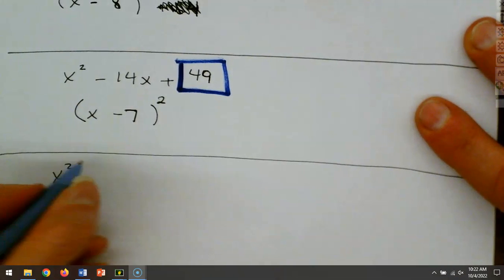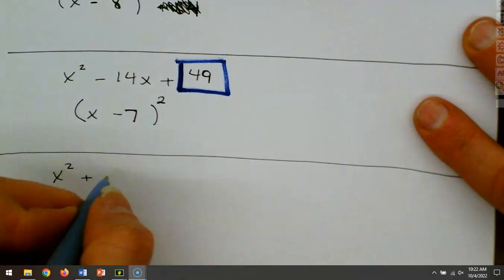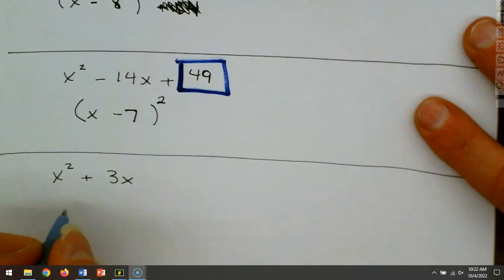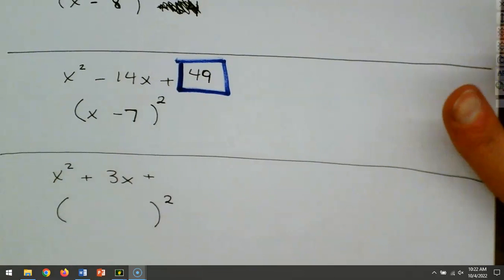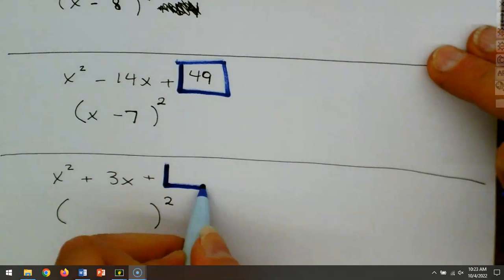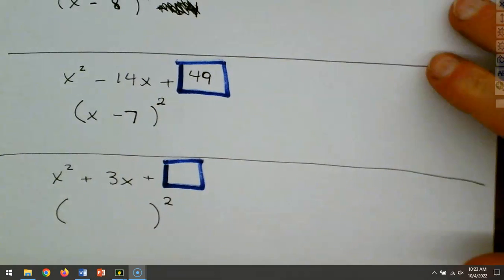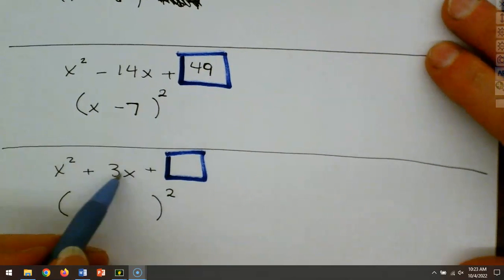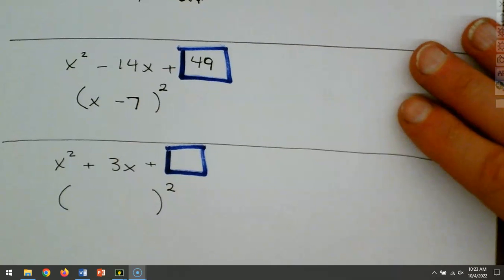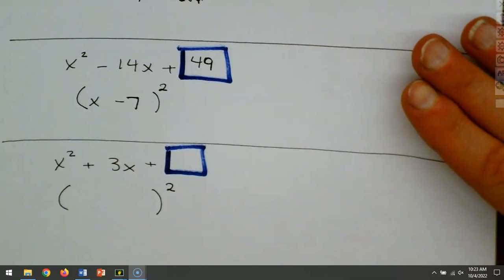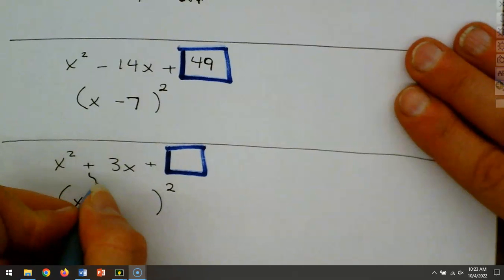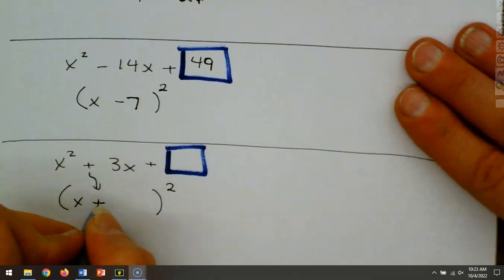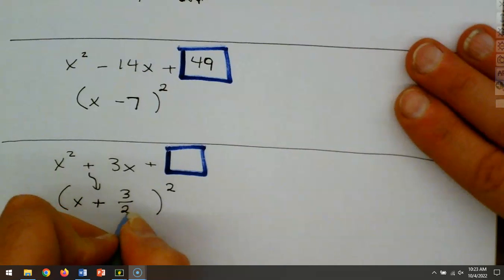How about x squared plus 3x? Now, this one is not going to be a whole number. It's going to be a fraction. Because what is half of 3? Does 3 evenly divide by 2? No. So that's going to come down, and it's a plus. That comes down as an x plus 3 over 2, right?